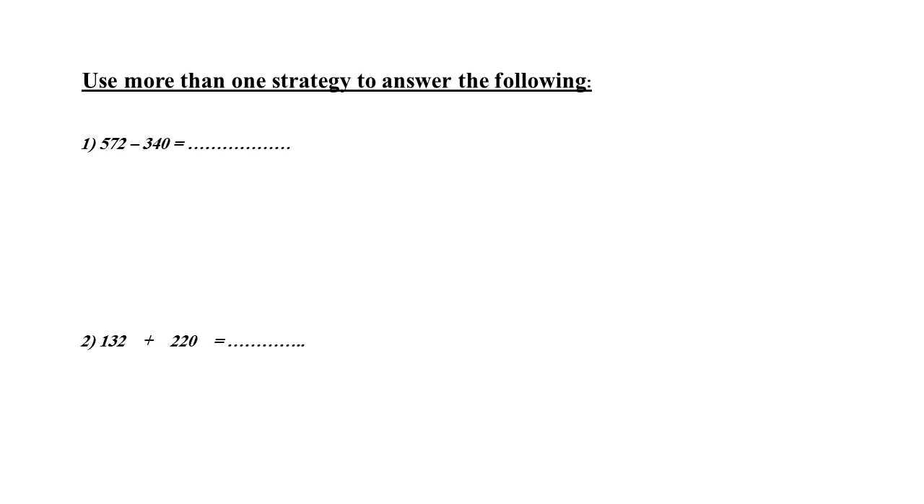The first question here is: use more than one strategy to answer the following questions. Number 1, 572 minus 340. I will use here two strategies. The first one is the place value picture, and the second one is our normal strategy.